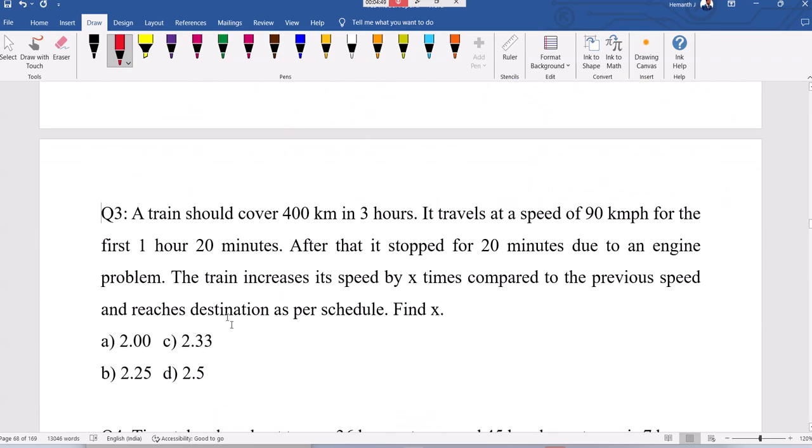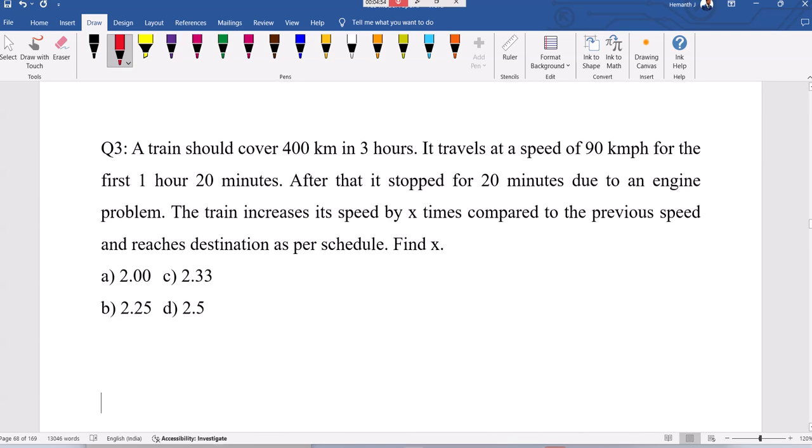Next one. A train should cover 400 kilometers in 3 hours. It travels at a speed of 90 kilometer per hour for the first 1 hour 20 minutes. After that it stopped for 20 minutes due to an engine problem, and the train increased its speed by X times. Similar question already discussed, but this is how they'll change. Not the same question, similar question. It's actually 1.8 times is the answer for that. But here they changed the question.